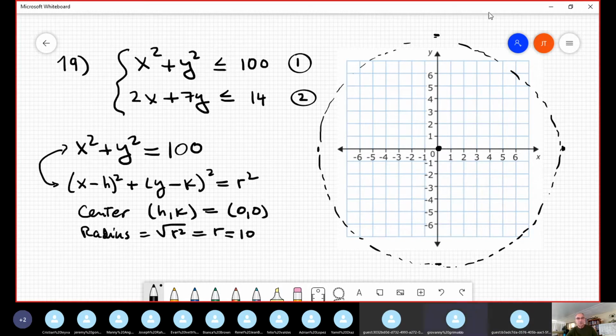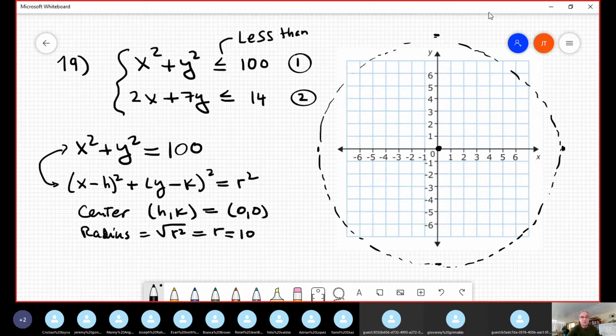Now, do you shade inside or outside the circle? Inside, because it's less than. Less than is obviously inside. Just in case you want verification, using the origin, plug in here: 0 squared plus 0 squared is 0, and 0 is of course less than 100. In this case, true. The origin belongs to the solution. So you shade that part.